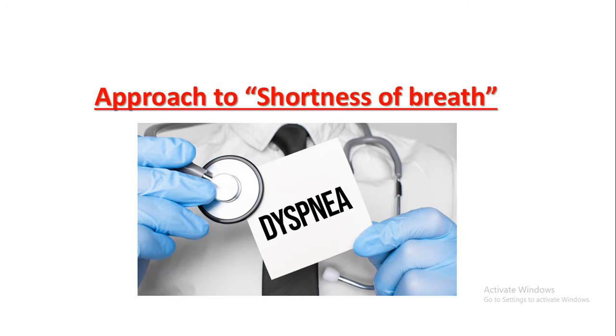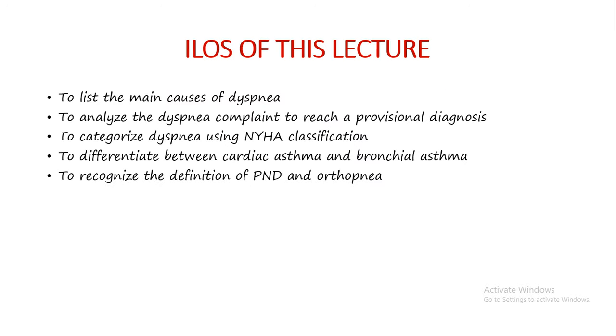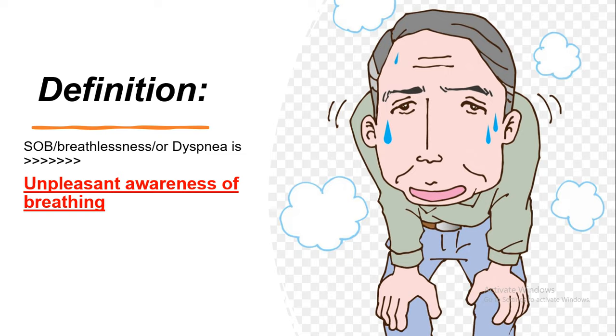Today we are going to speak about approach to a patient presenting with shortness of breath. The intended learning outcomes of this lecture are to know the main causes of dyspnea, to perform a good analysis of the patient's dyspnea complaint to reach a provisional diagnosis, to know the classification of dyspnea, mainly the NYHA classification, to differentiate between cardiac asthma and bronchial asthma, and finally to recognize the definition of orthopnea and PNDs, or paroxysmal nocturnal dyspnea.